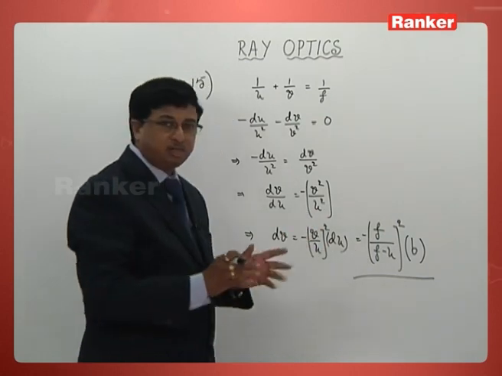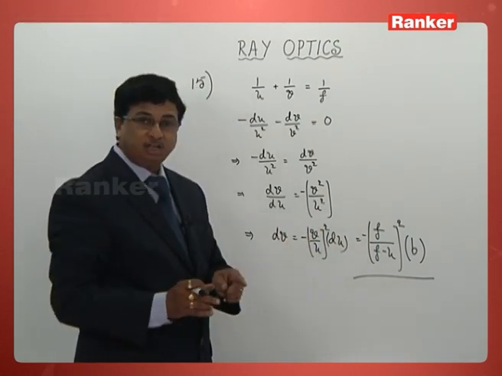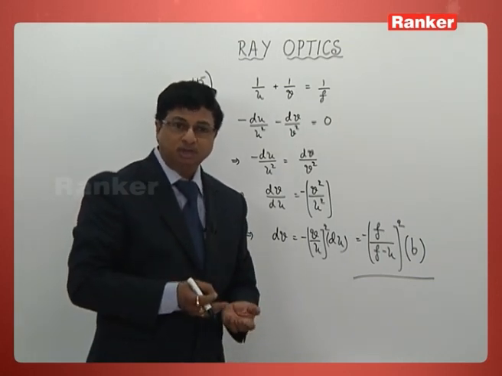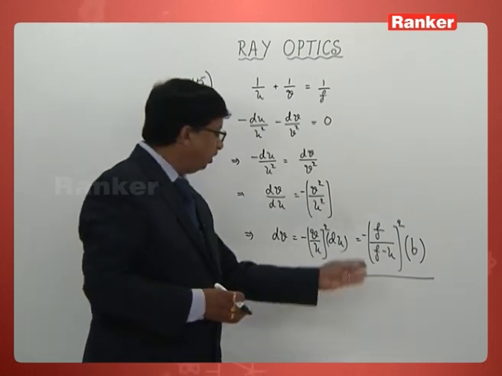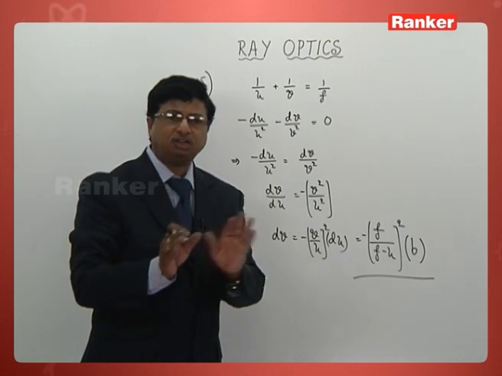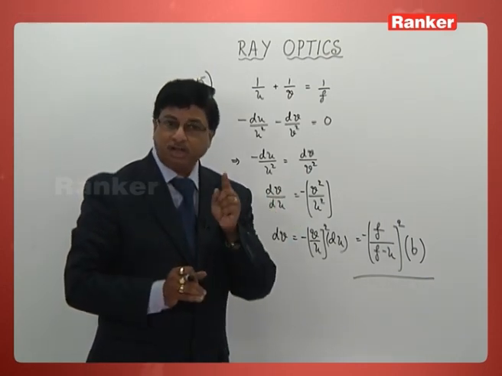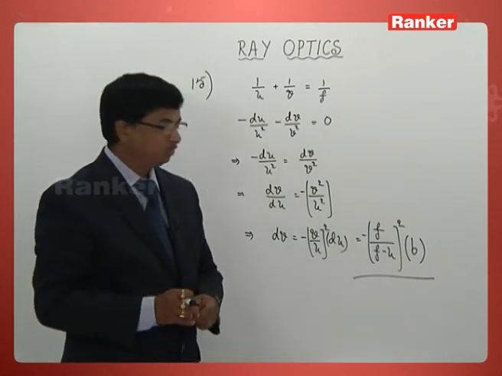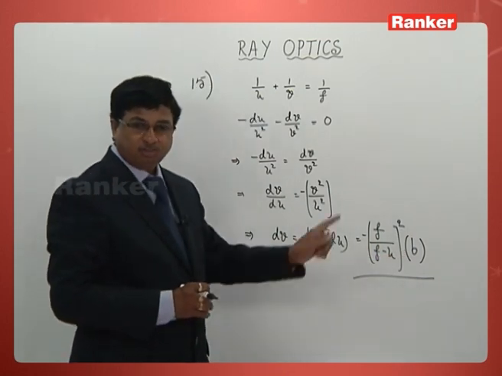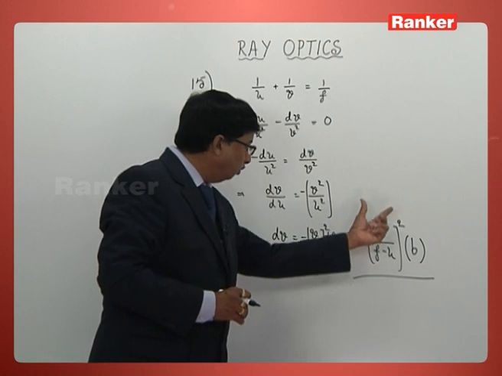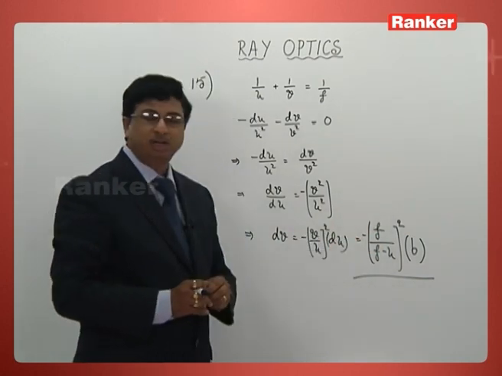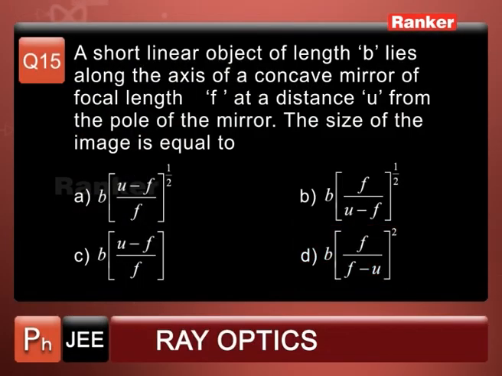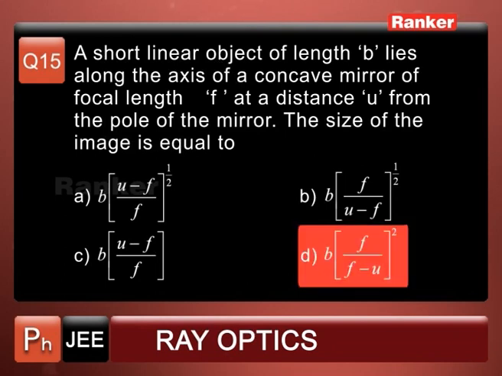Officially we get the negative sign, because image distance is taken against the direction of the incident ray. So automatically it will become negative. But in the options given, he is not mentioning the negative sign, which means he wants only the distance. So what is the correct option that tallies with this calculated value? Look at the fourth option, please. B into F by F minus U whole square. The same value we have got is in the fourth option. Therefore, we can say that the correct answer for this one is D.